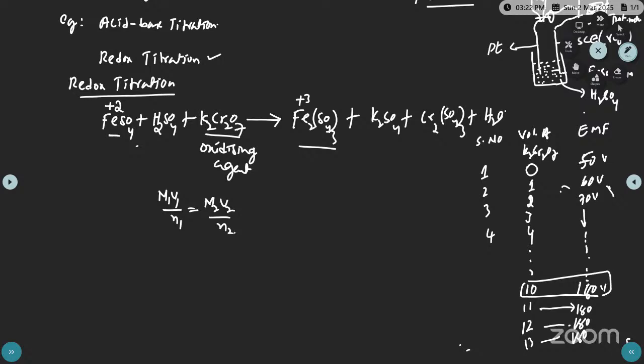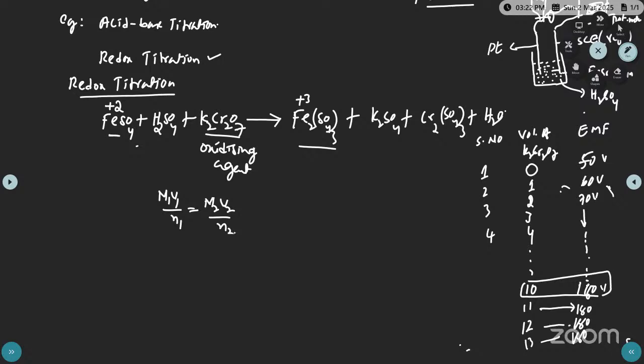Okay, these 2 electrodes measure the EMF of the solution that will be displayed on the potentiometer. Note down that potential value. Next, add 1 ml of potassium dichromate, which is present in the burette. Like that, note down the EMF values up to getting the endpoint.